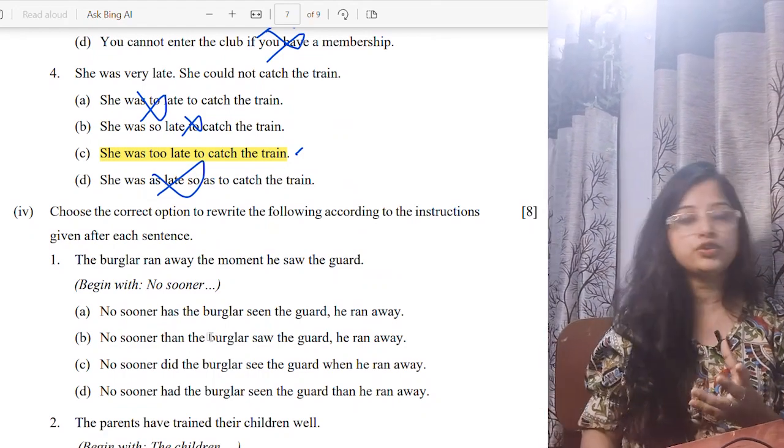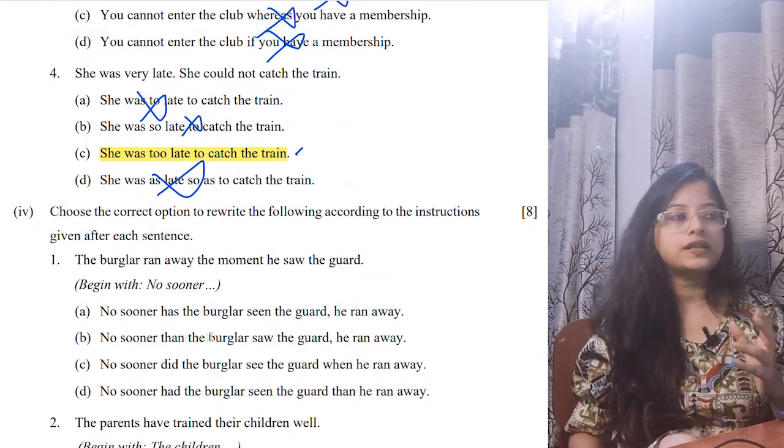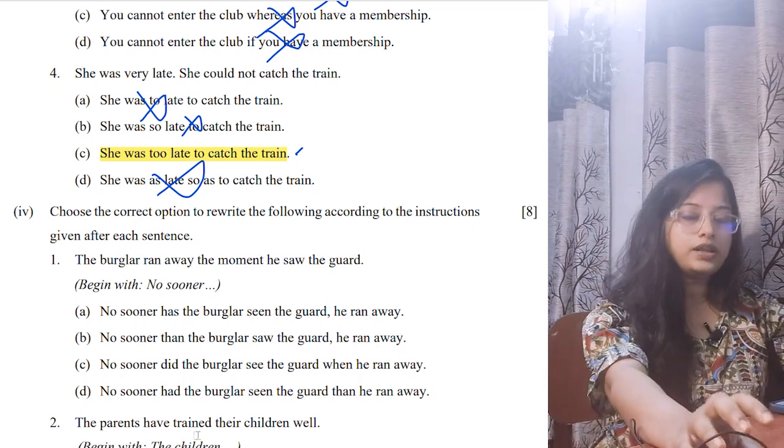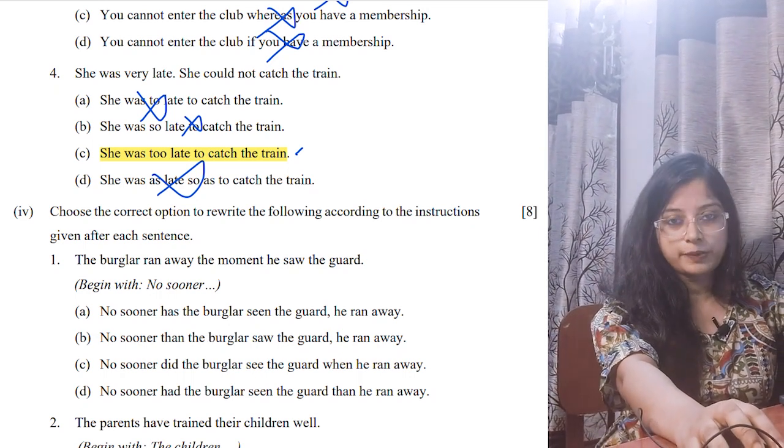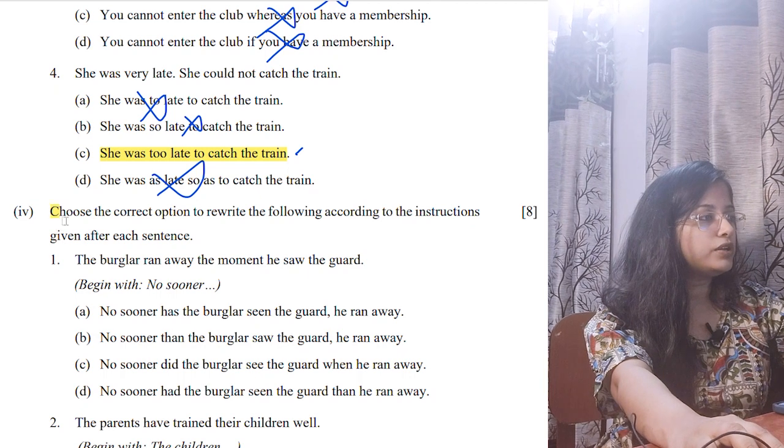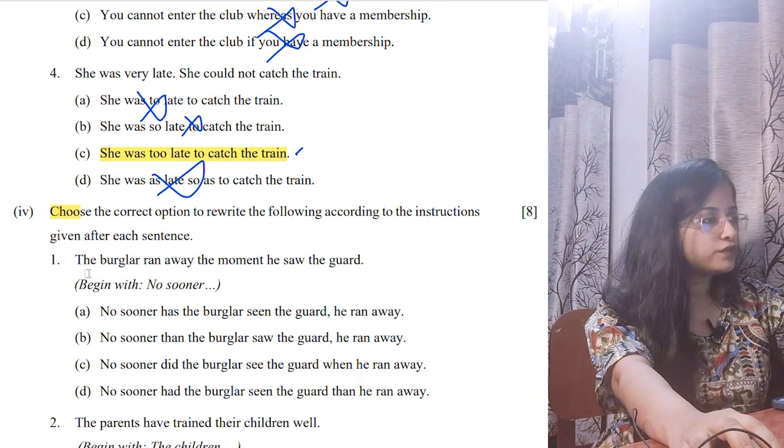Don't forget to write how much you are scoring in the comment section, so that I get an idea how far you are scoring here, and accordingly I'll make your sample papers, right? Next, part 4, which is your transformation.